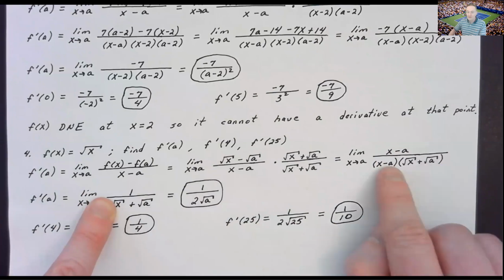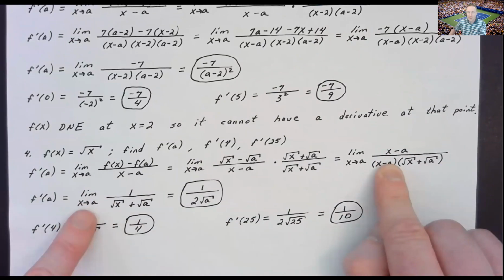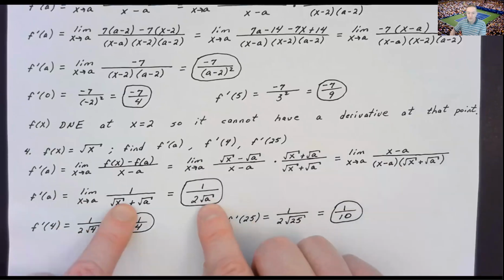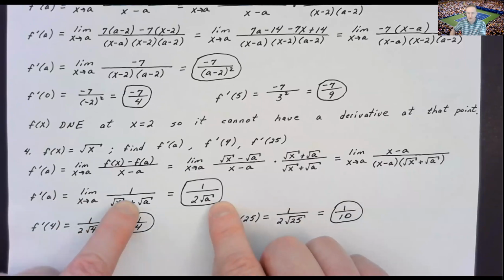At that point, since the x minus a was canceled out, you can go ahead and evaluate your limit and say, wherever there's an x, replace it with an a. You'll have 1 over the root of a plus the root of a, which is going to be 1 over 2 root a. That's my final algebraic answer to the derivative.